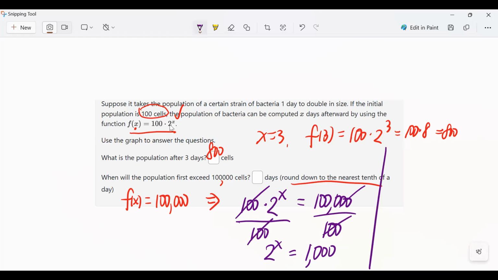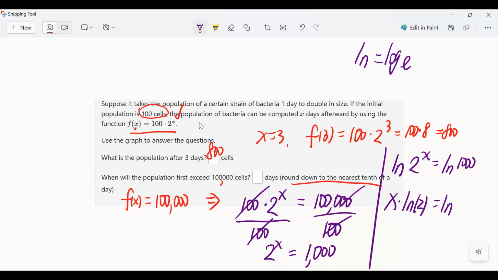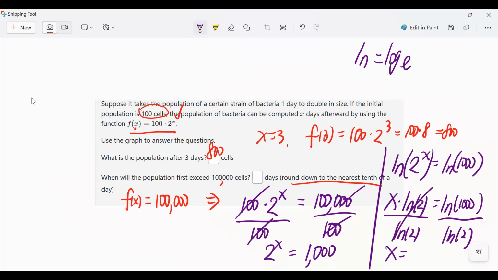Now, in order to solve this, we're going to take the ln of both sides: ln of 2 to the x, ln of 1,000. ln is a log with base e, right? So ln is logarithm with base e. It simplifies to x times ln of 2 equals ln of 1,000. Then we divide both sides of the equation by ln of 2, and you get x equals ln of 1,000 divided by ln of 2.